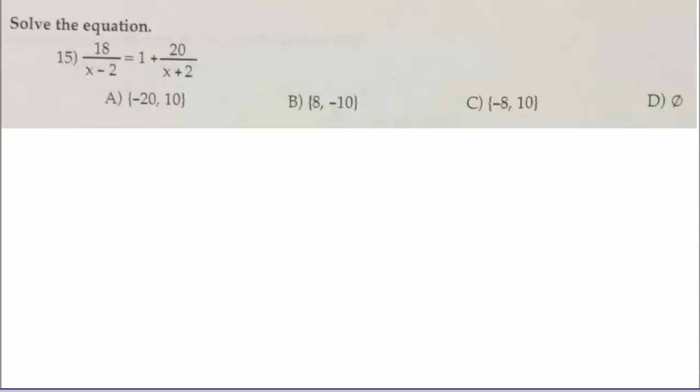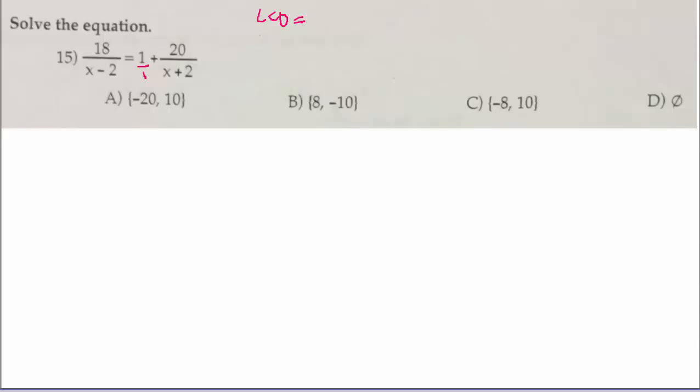Here we have 18 over x minus 2 is equal to 1 plus 20 over x plus 2. So what would be the first step, anyone? What do we need to do? Find the LCD again. We want to find the LCD among all of these. So you can put the 1 here if you want to remind yourself that you have a fraction here also. So anybody can tell me what's the LCD here?